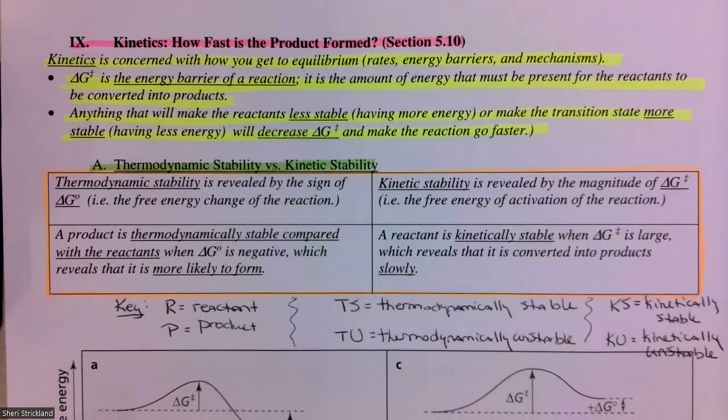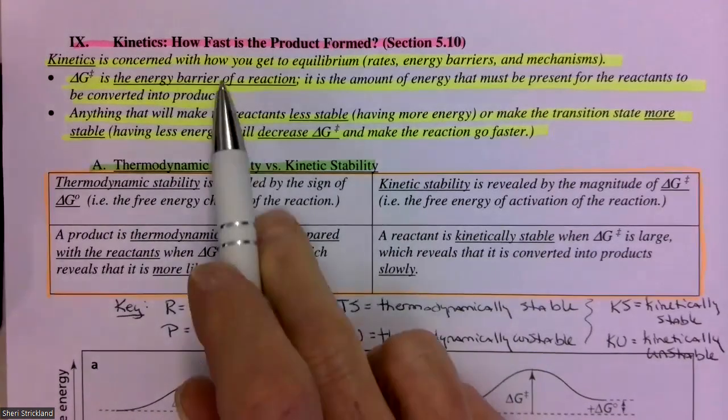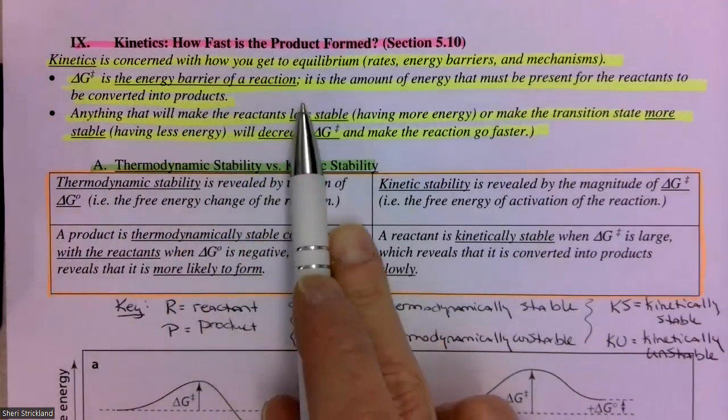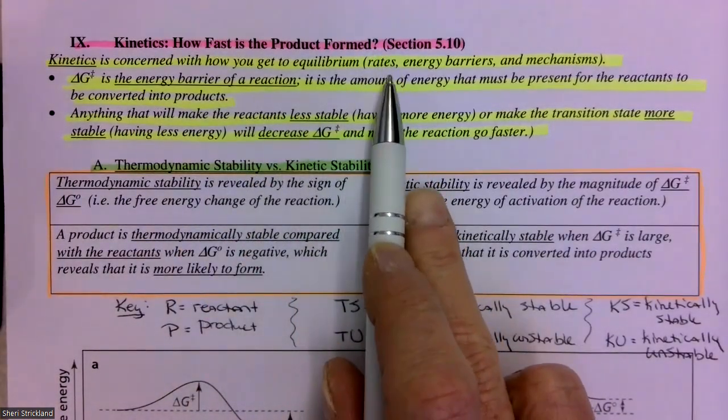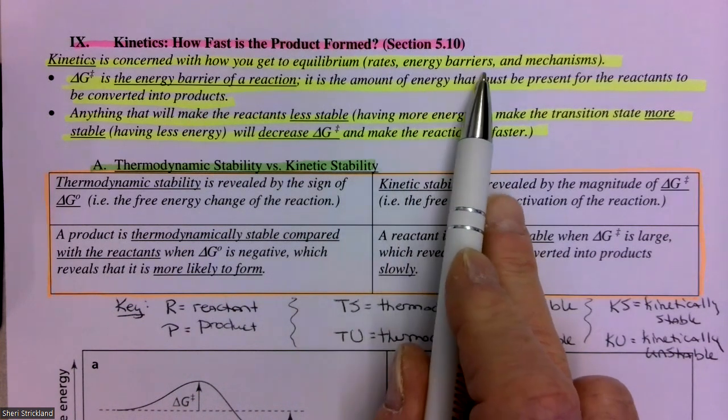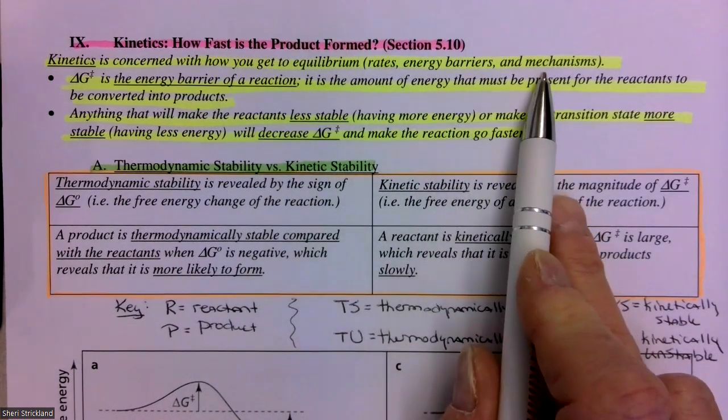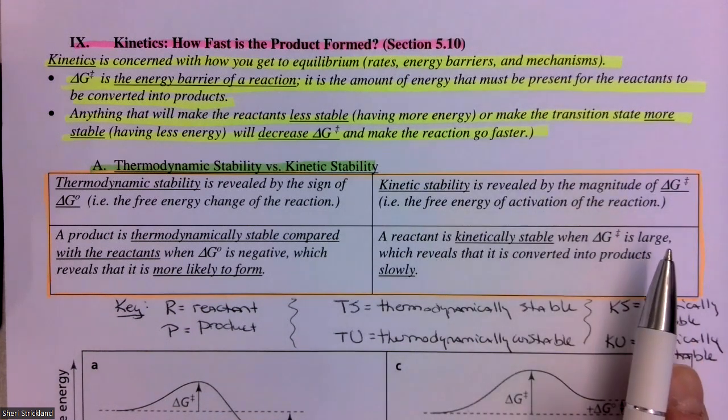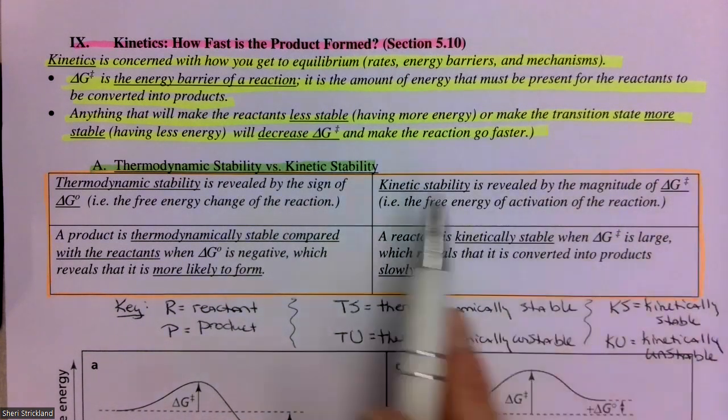So kinetics is concerned with how you get to equilibrium. And a lot of it is how fast you get to equilibrium, but that's not all of it. How fast is tied up in rates, but we do talk about energy barriers and the mechanisms that are involved in transforming reactants into products.